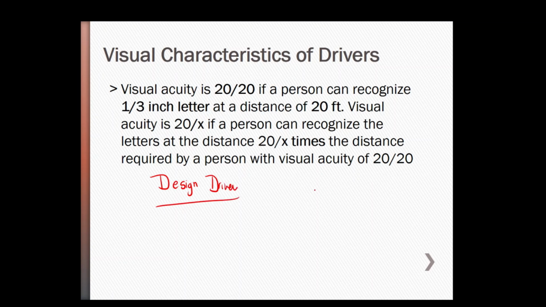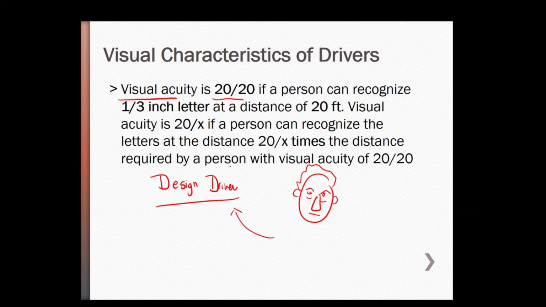The design driver is, again, kind of the average driver. We don't use a driver who has the best eyesight. This driver doesn't have the best 20/20 vision. He has a little bit less, and we compare him to the guy who has 20/20 vision. So we call this the visual acuity based on this design driver.